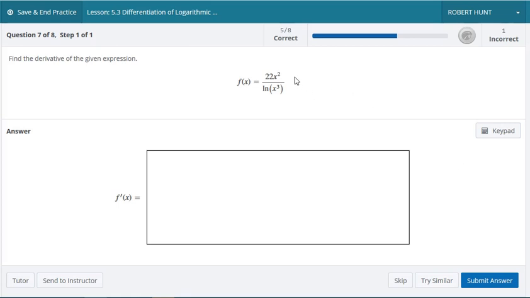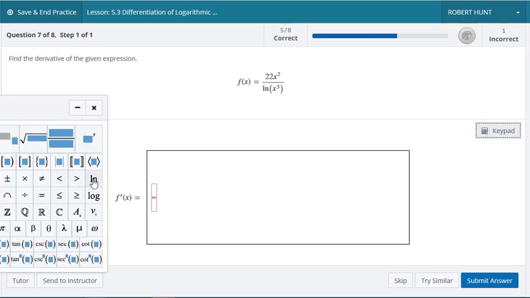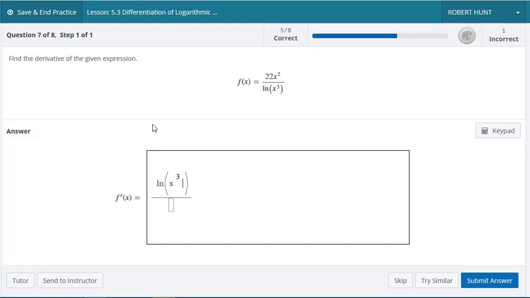Obviously this one here, it's going to be a quotient rule problem, so you're going to have to do low d high minus high d low all over low squared. Actually, I'll go ahead and do it. Why not? So we've got x's divided by x's, so the log of x cubed is low, times the derivative of high, so the derivative of 22x squared will be 44x, minus high, which is 22x squared, times the derivative of low. Okay, so we have the derivative of the log of x cubed.